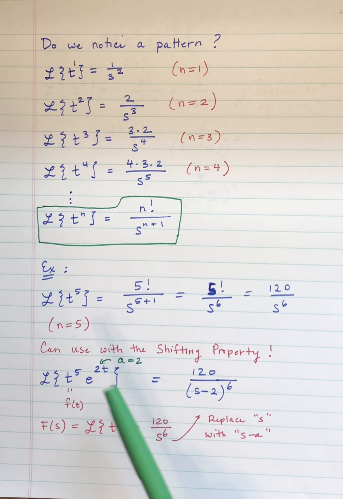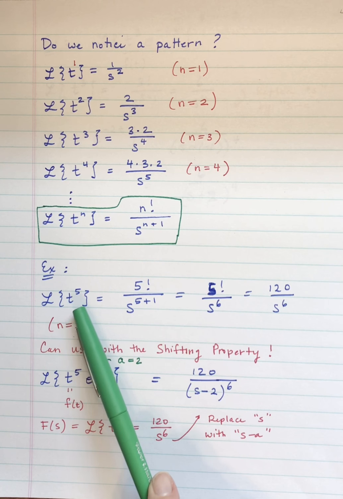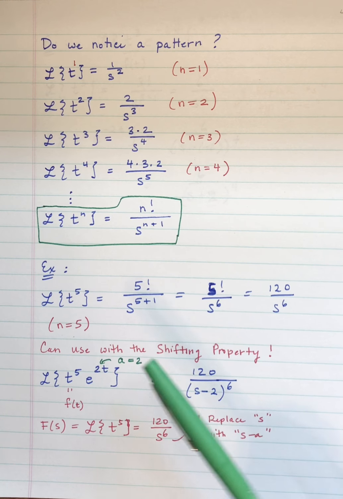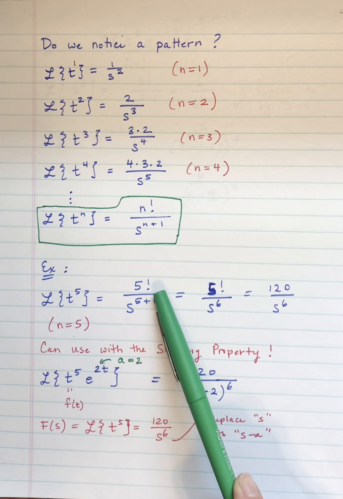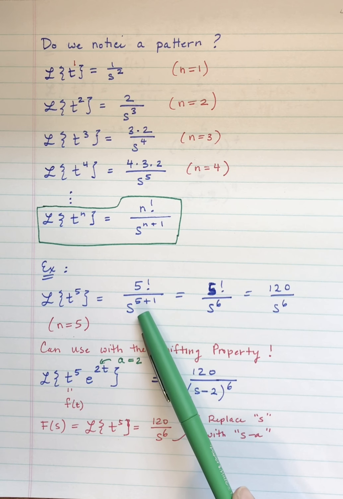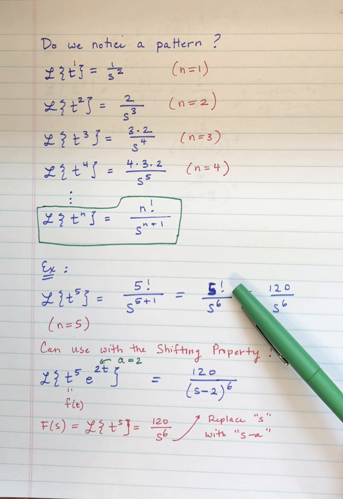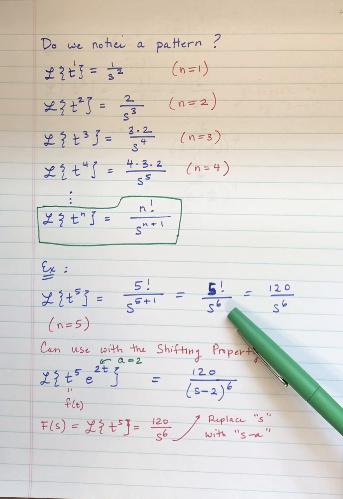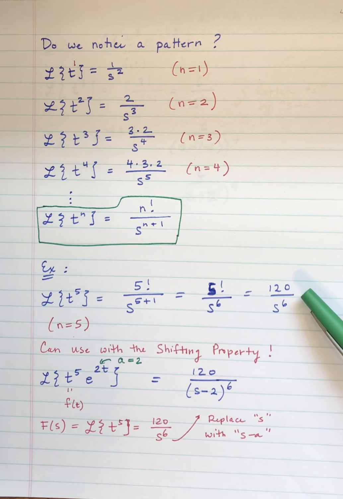So for example, if you had the Laplace transform of t to the 5th power, our n is 5, so it's 5 factorial over s to the 5 plus 1. So that's 5 factorial over s to the 6th power. 5 factorial is 5 times 4 times 3 times 2 times 1. That's 120. So that's the Laplace transform of t to the 5th.